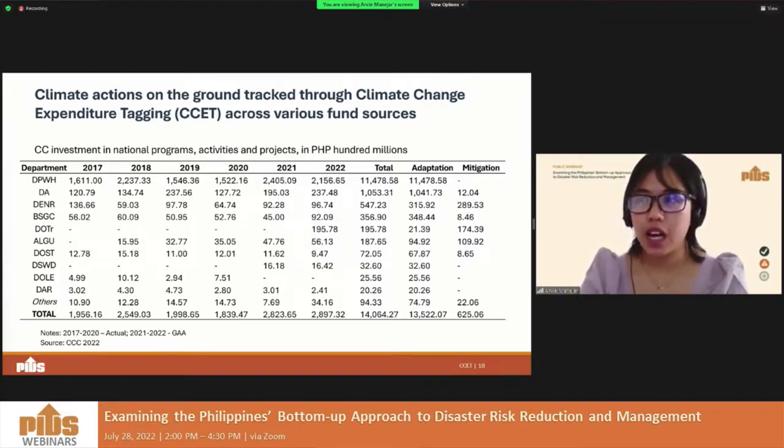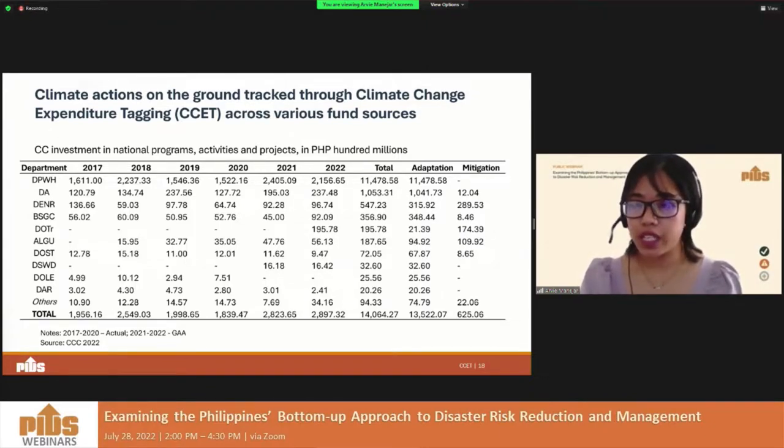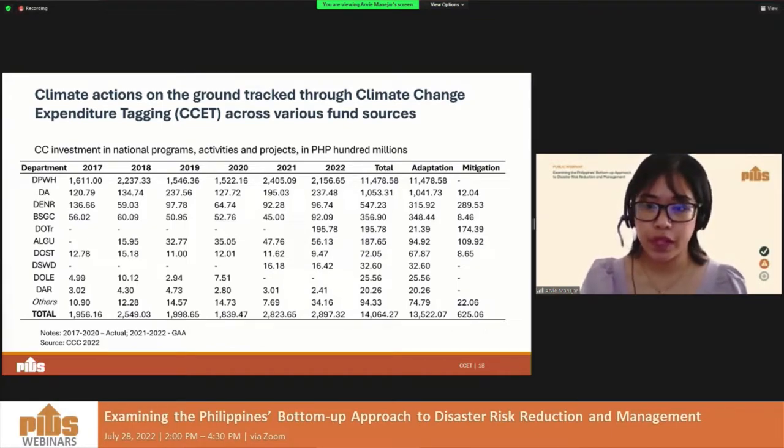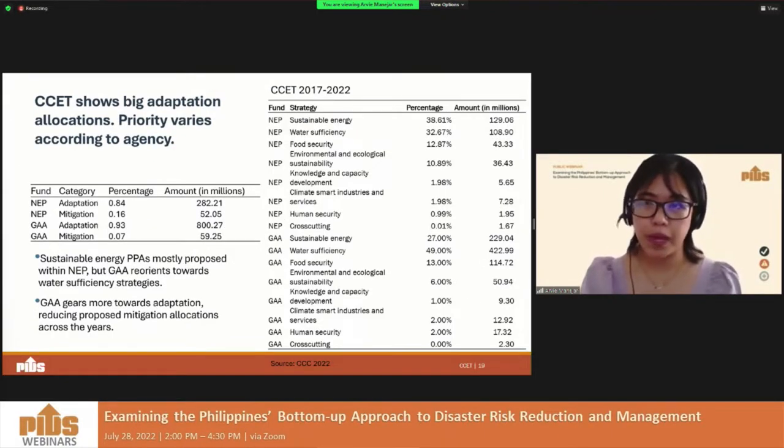So here we're seeing a tagging mechanism by the Climate Change Commission called CSET. So Climate Change Expenditure Tagging. So they are tracking investment, climate change investment in the national programs, activities, and projects. And leading this is DPWH. And most of this are tagged as adaptation projects. This is followed by DA and DNR. So as you can see here, there is heavy allocations for adaptation.